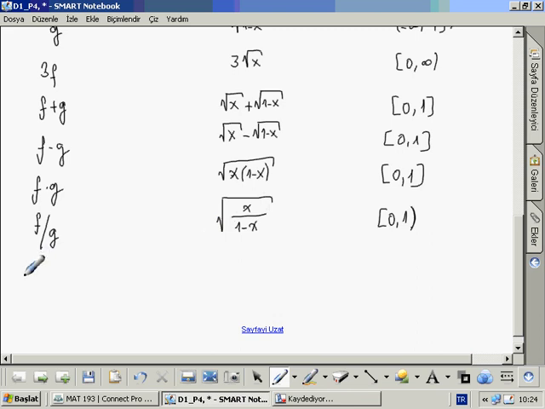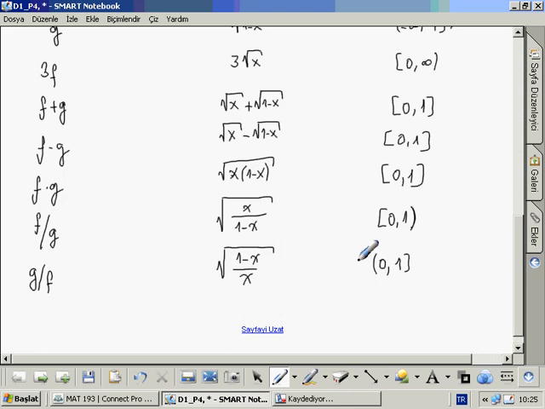So let me continue. The g over f function will be square root of 1 minus x over x. Attention for the denominator: it must be subtracted from the whole domain, and this will be parenthesis 0 comma 1 closed bracket, so half open interval. And these are some examples of combining the functions f of x and g of x.